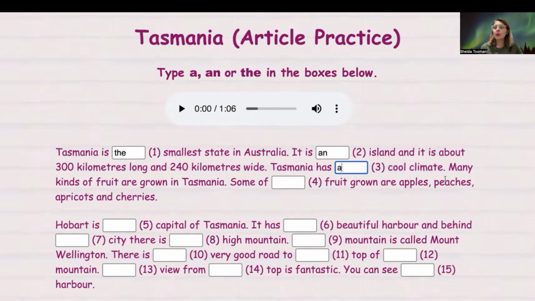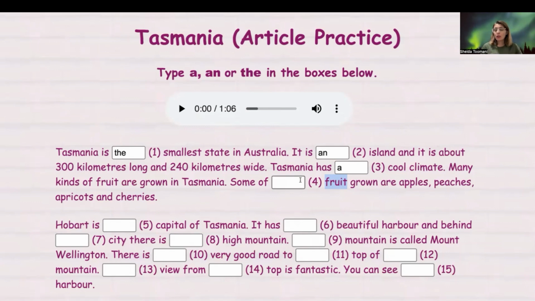It has a cool climate. Many kinds of fruit are grown in Tasmania. Some of the fruit grown are apples, peaches, apricots, and cherries. So look at this word, fruit. What fruit? Which fruit? It explains here. Fruit grown in Tasmania, fruit grown.